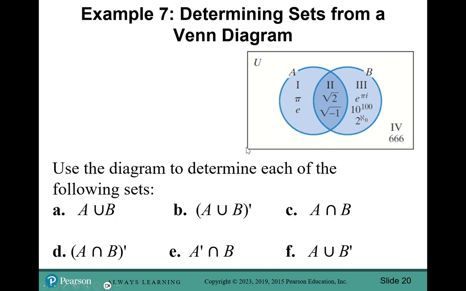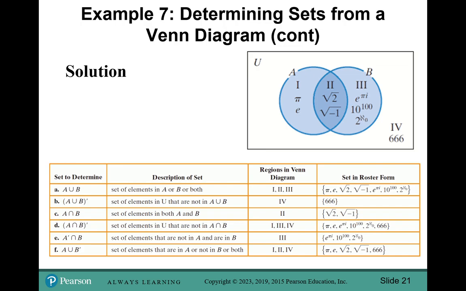And we want to use the diagram to determine each of the following sets. We're looking at A union B, A intersect B, A intersect B complement, A complement intersect B, A union B complement. Okay.